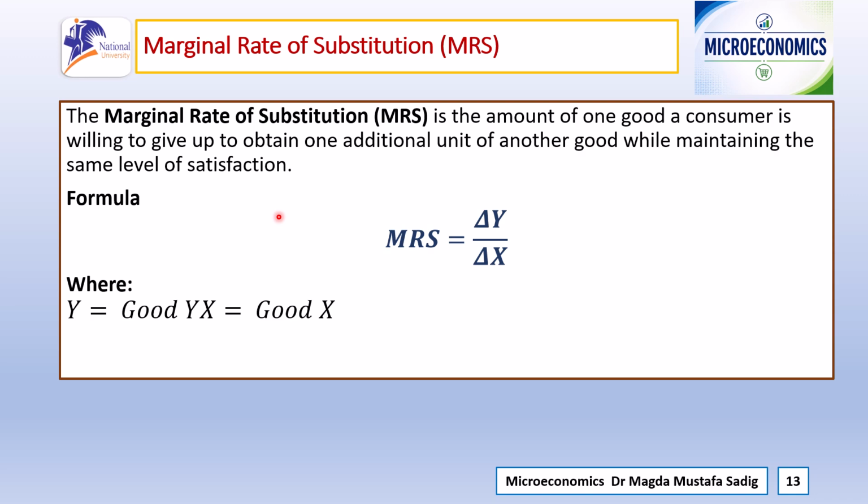The MRS measures how much of one good a consumer is willing to give up in order to obtain one additional unit of another good while keeping the same level of satisfaction. Mathematically, we can write it as delta y divided by delta x, which means the change, what we give up from y, for an increase in x.